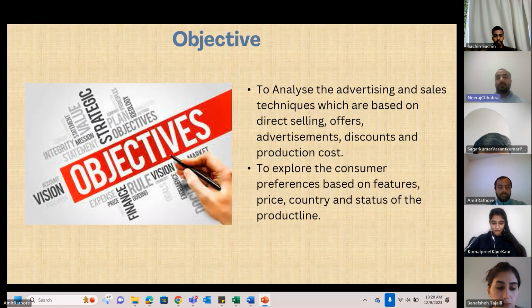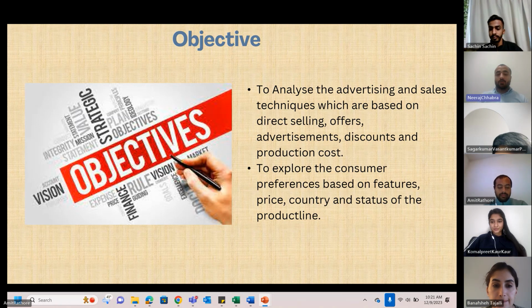The objectives are to analyze the advertising sales techniques which are based on direct selling offers like advertisements, discounts, and production cost. There are a lot of factors affecting automobile sales in the United States. Offers, advertisement, and direct selling were the major factors. And examining consumer demographics like country, quantity, price, sales, and products plays a bigger role in the picture. And to explore the consumer preferences based on features, we have done this analysis.